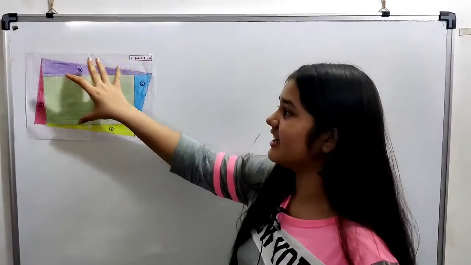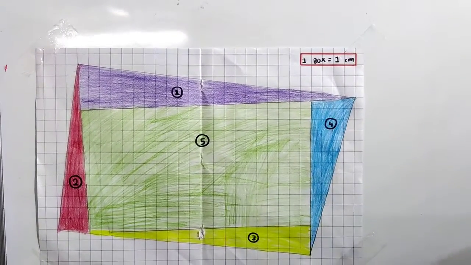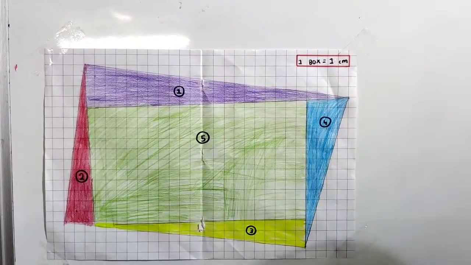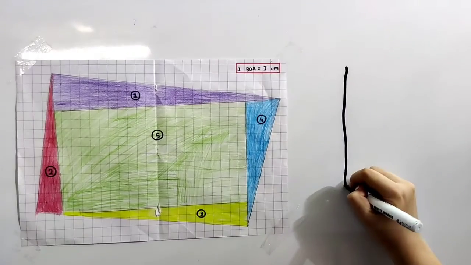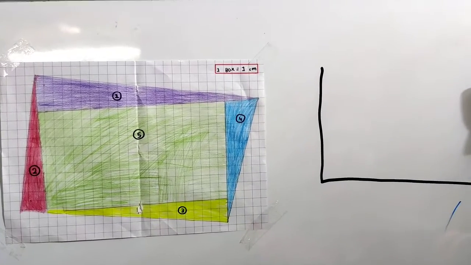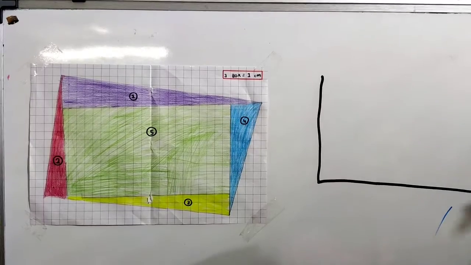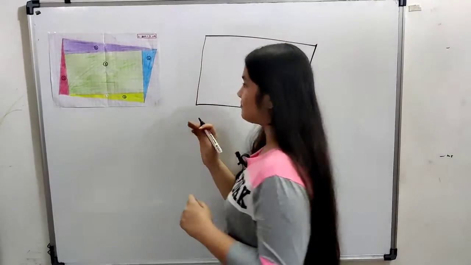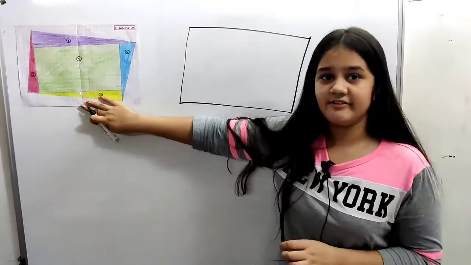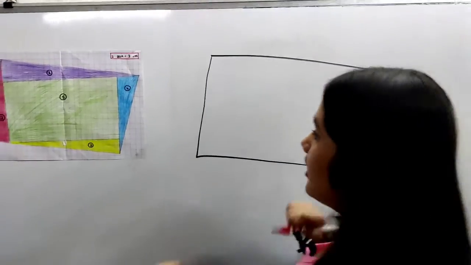Now here we have the uneven shape. I have drawn it on graph paper. So use the graph paper to draw it. So first I'm going to draw this over here on the board. So here we are done with the shape which I have drawn over here. I'll show you the 4 parts which I made in this paper.